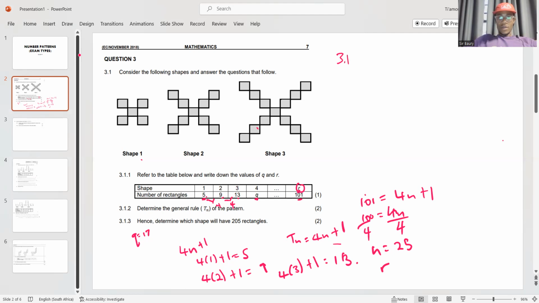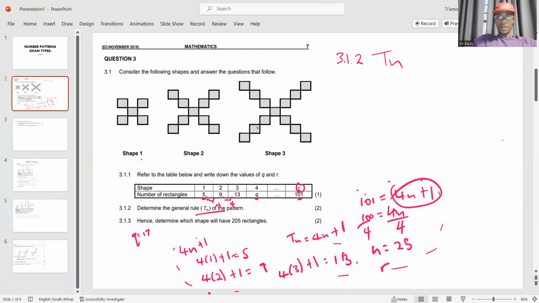Right, so for 3.1.2, determine the general term. I already did that in the first question. So it's Tn is equal to this thing here, 4n plus 1.